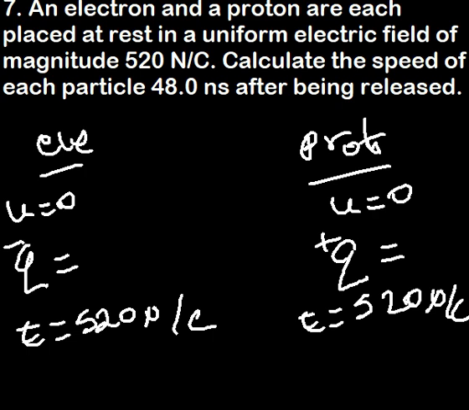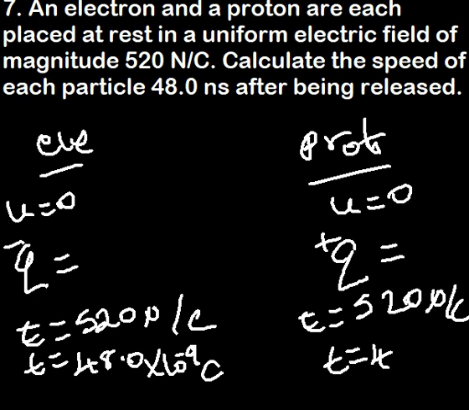Now we have the time for both, that is 48.0 nano, times 10 to the power negative 9. It should be seconds, not coulomb. So seconds and also seconds.